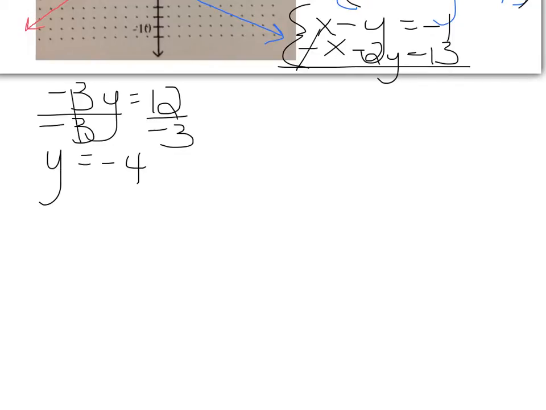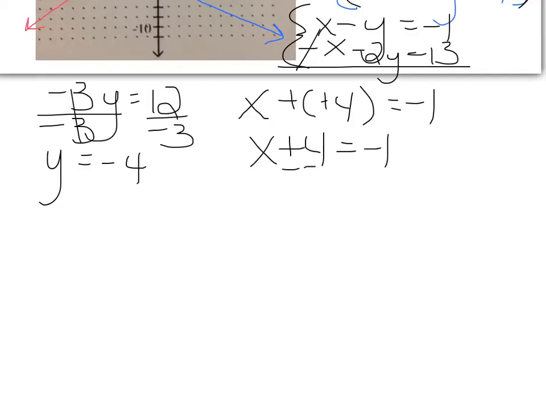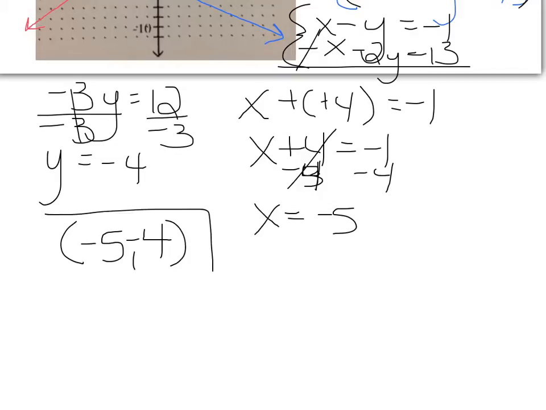I'm going to plug back in. X minus -4 is equal to -1. Add a line, change of sign. X plus 4 equals -1. Subtract 4 from both sides. You get x equals -5. So my point is -5, -4. Okay, and I strongly suggest you do that on the test if it's not an obvious intersection, which that was not.